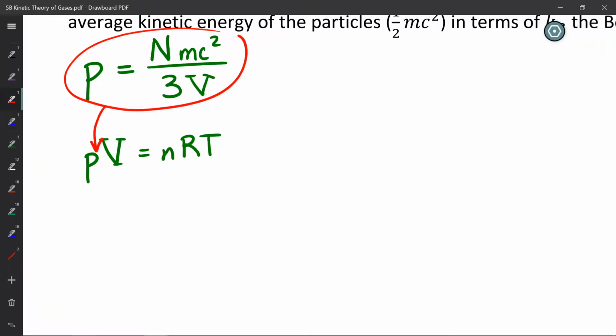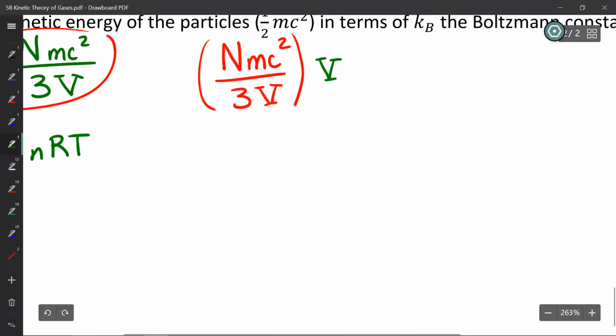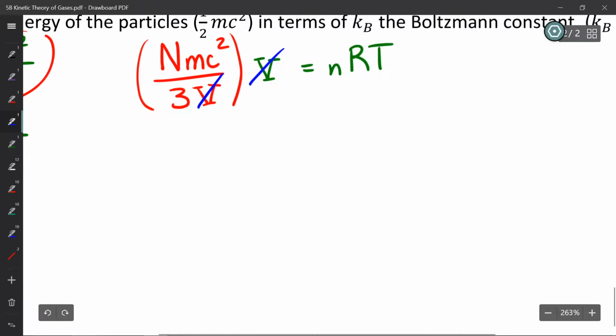Let's see. Yep. So here we go. So I'm going to write down N mc squared divided by 3V. So that's my pressure, and I'm going to multiply by V is equal to nRT. And then first, right away, we see that the volume cancels out.